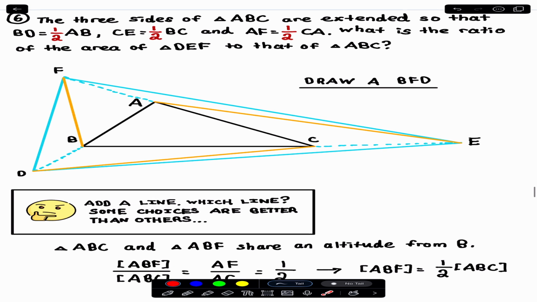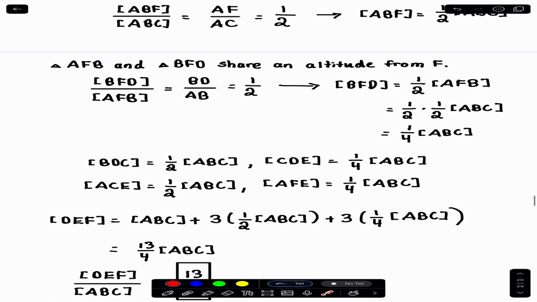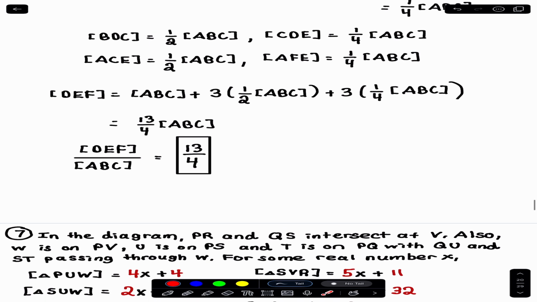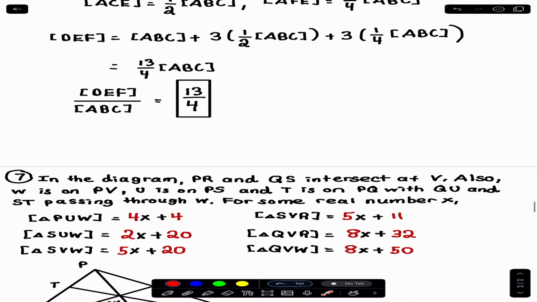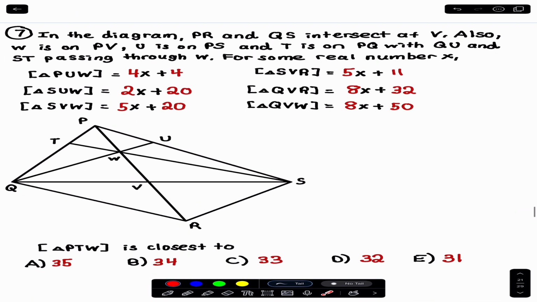Okay, so that's question 6. I really like this one. This was one of my favorites. And now question 7 is where things get a little bit more insane, but it is still solvable.